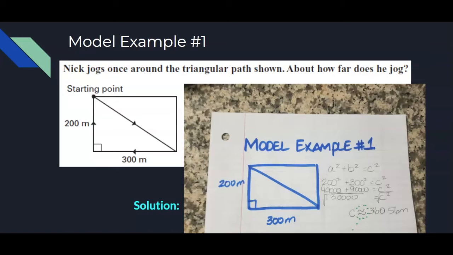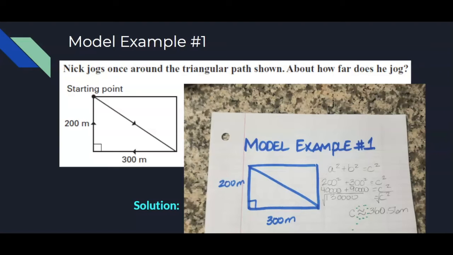The next step would be to square those numbers. 200 squared is 40,000. 300 squared is 90,000. The next step would be to add those numbers, which would give you 130,000. The last step would be to find the square root on both sides, which is going to get rid of our squared that's on our C, and our answer will be C is approximately 360.56 meters. That wavy equal sign is the symbol for approximate.